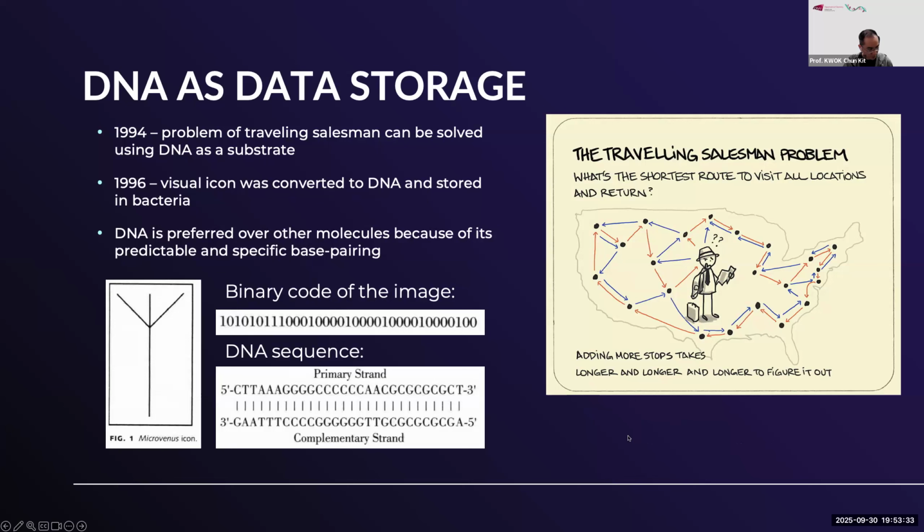As DNA can be used as a genetic information carrier, many scientists have also thought that maybe DNA can be used as data storage. In 1994, a problem of a truffle salesman was solved using DNA as a substrate. So this is the picture. You can think about and read more about it later on yourself. In 1996, a visual icon was converted to DNA and stored in bacteria. DNA is preferred over other molecules because of its predictable and specific base pairing. So you can convert this DNA sequence into this binary code of the image, or vice versa.